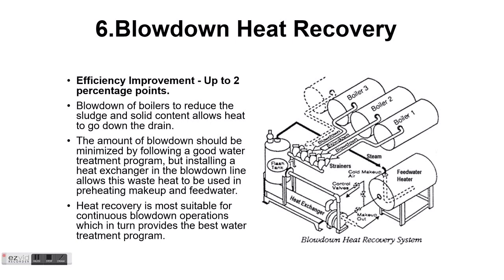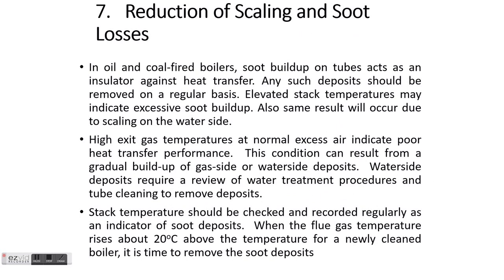6. Blowdown heat recovery. Efficiency improvement, up to 2 percentage points. Blowdown of boilers to reduce the sludge and solid content allows heat to go down the drain. The amount of blowdown should be minimized by following a good water treatment program, but installing a heat exchanger on the blowdown line allows this waste heat to be used in preheating makeup and feed water. Heat recovery is most suitable for continuous blowdown operations, which in turn provides the best water treatment program.